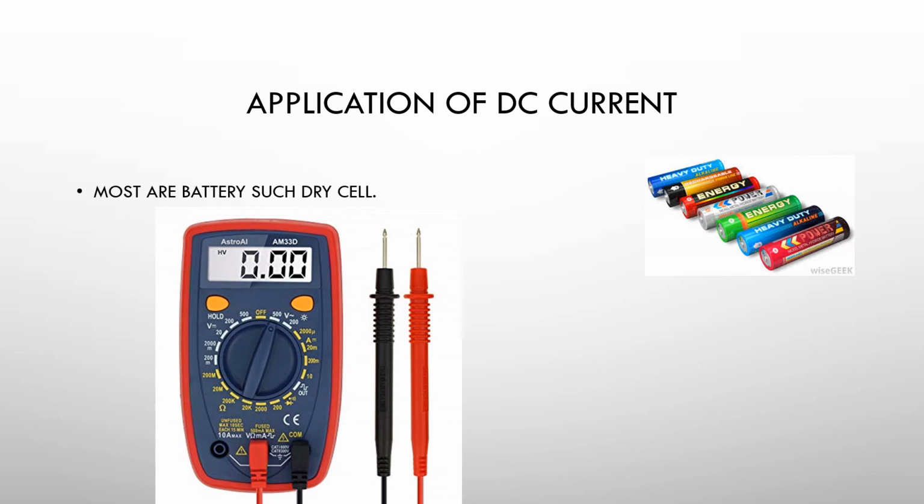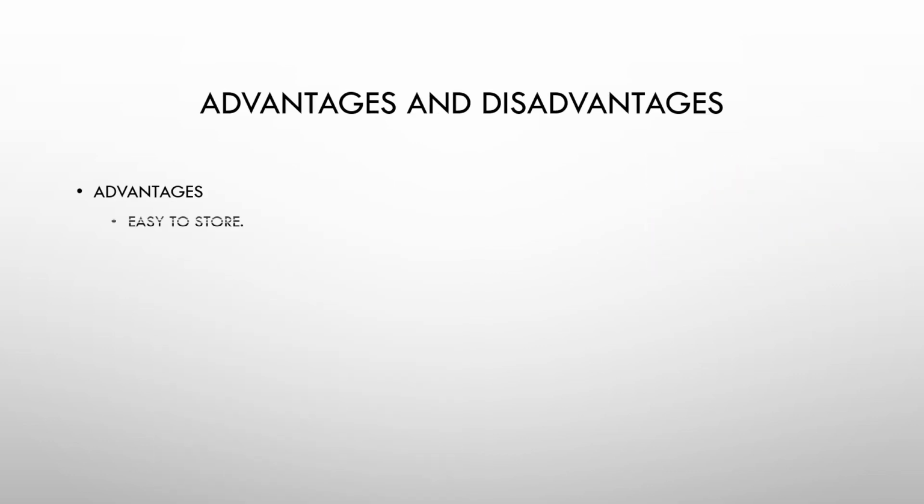DC current has advantages and disadvantages compared with AC. Advantage: it can be easily stored, which is why all cells are DC. It has fewer losses when transmitted from place to place. And it only requires 2 lines to transmit it, while AC needs more than that.